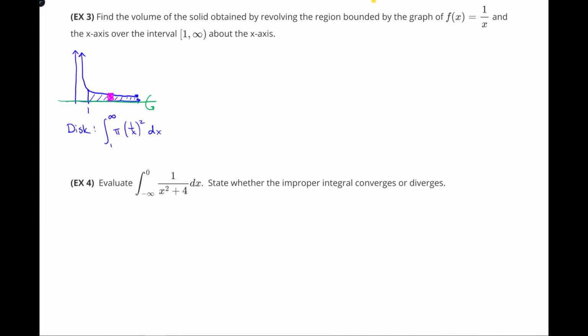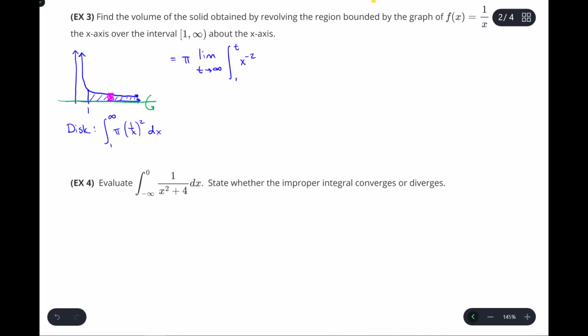So in order to work this out, because this is an infinite limit, we'll have to rewrite this as, I'll just pull pi out, the limit as t goes to infinity from 1 to t. And instead of writing 1 over x squared, I'll make it x to the negative second dx.